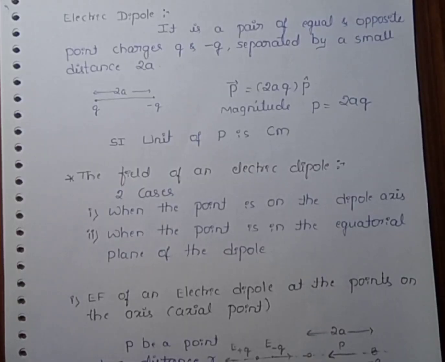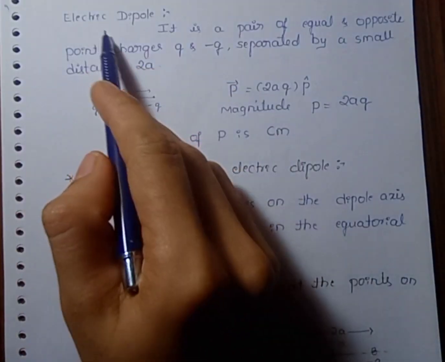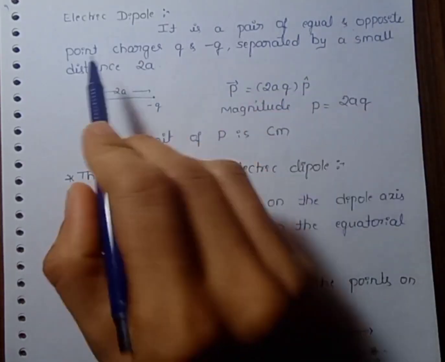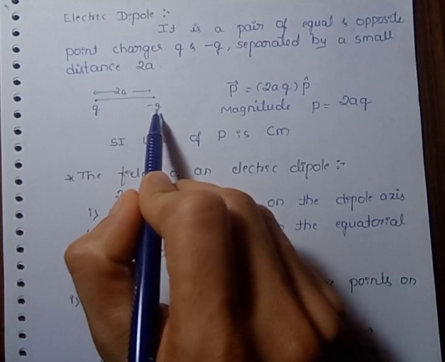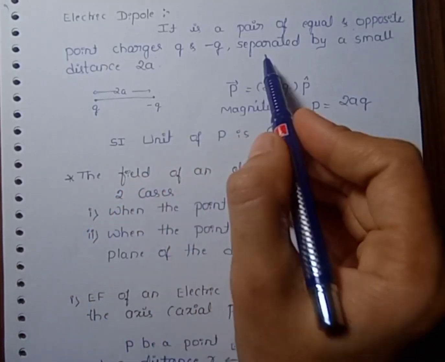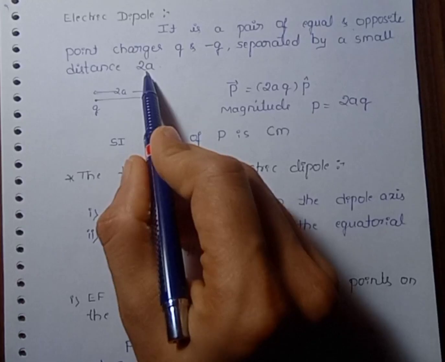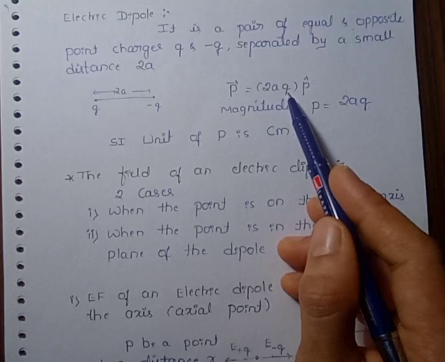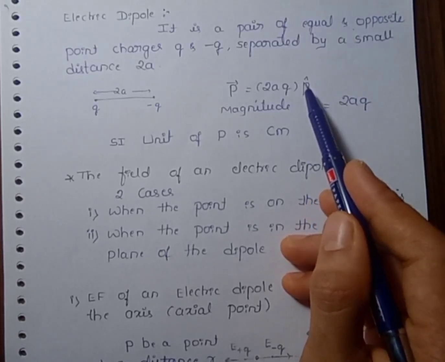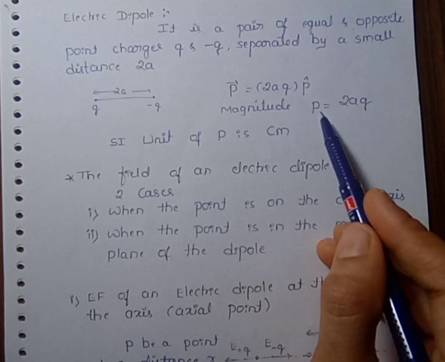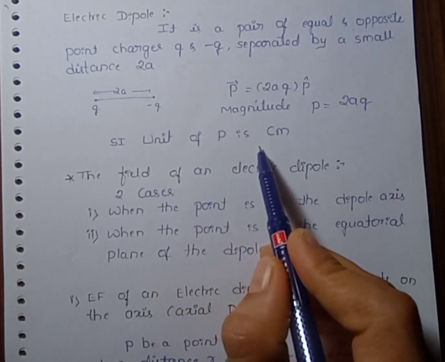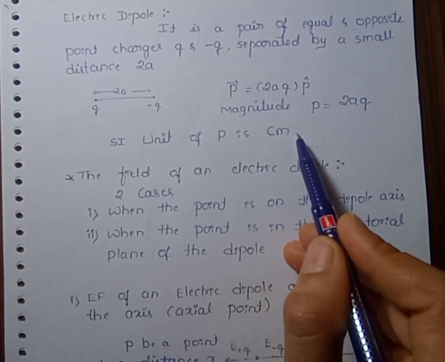Let's continue the next topics from the chapter electric charges and fields. First one is electric dipole. It can be defined as a pair of equal and opposite point charges. One is plus q and the other is the opposite charge minus q, separated by a small distance 2a. Electric dipole moment p can be written as 2aq p cap. So the magnitude of p can be written as 2aq. The SI unit of electric dipole moment is coulomb meter.